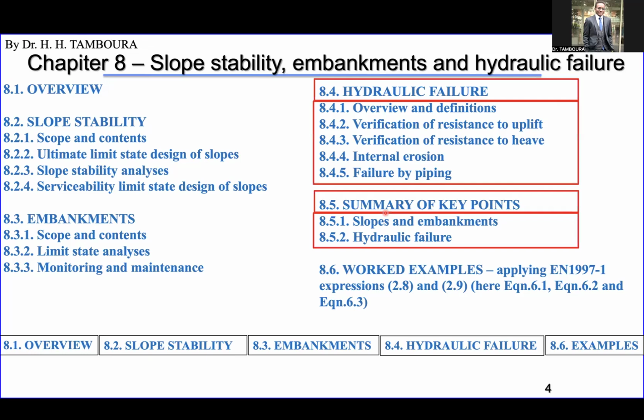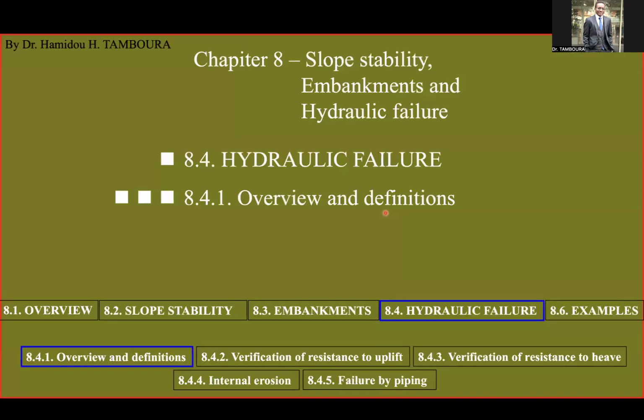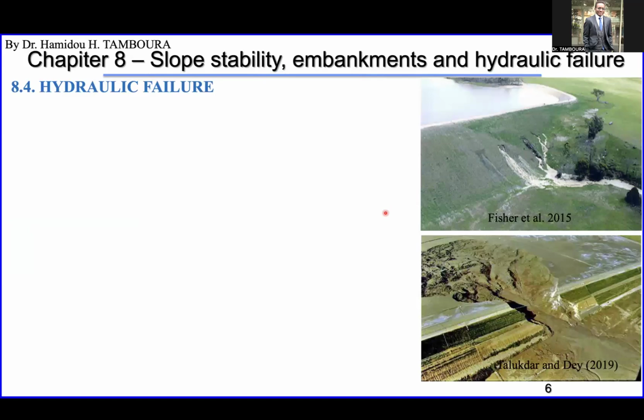So the first point we will go with is the overview and definitions. What is hydraulic failure? You can see some dams here and water coming out from the other side, the downstream, which is not normal, which is abnormal. So this is dam failure and hydraulic failure of dams. Okay, these are just a few examples.